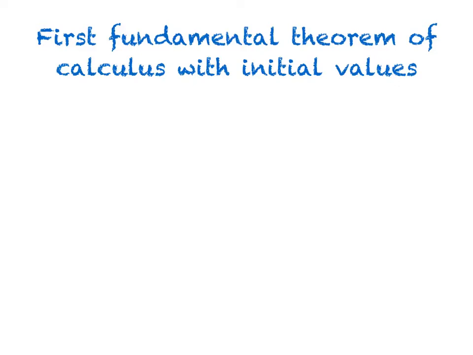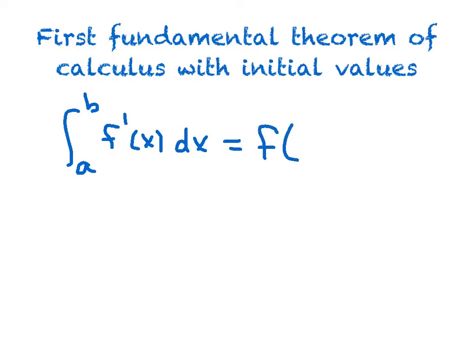Hopefully you're ready for our first fundamental theorem of calculus review, and we're going to add on to that some initial value problems. So let's go ahead and revisit that first fundamental theorem. If you recall, it said the integral from a to b of f prime of x is equal to... remember, we're going to integrate f prime, and who do I take the derivative of to get f prime? Well, that's f, and it's always upper minus lower, so f of b minus f of a.